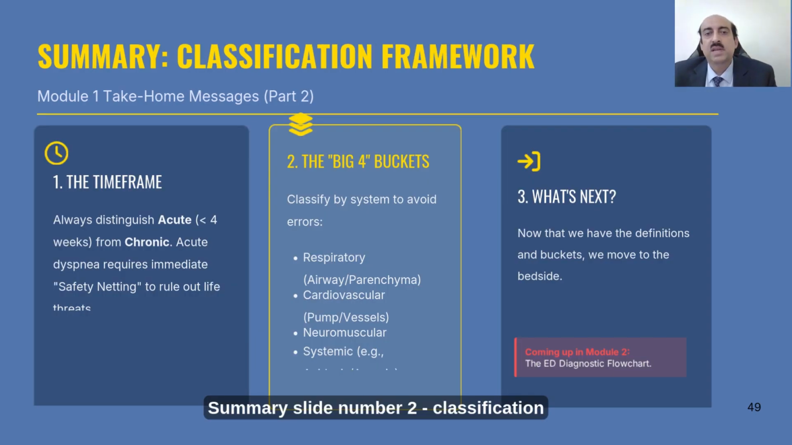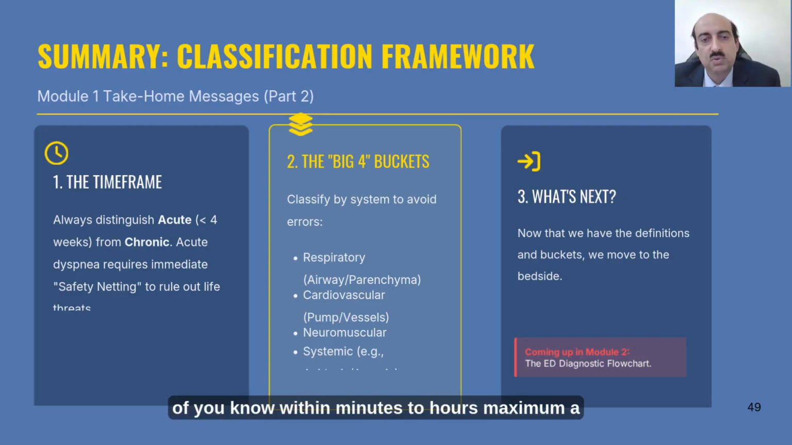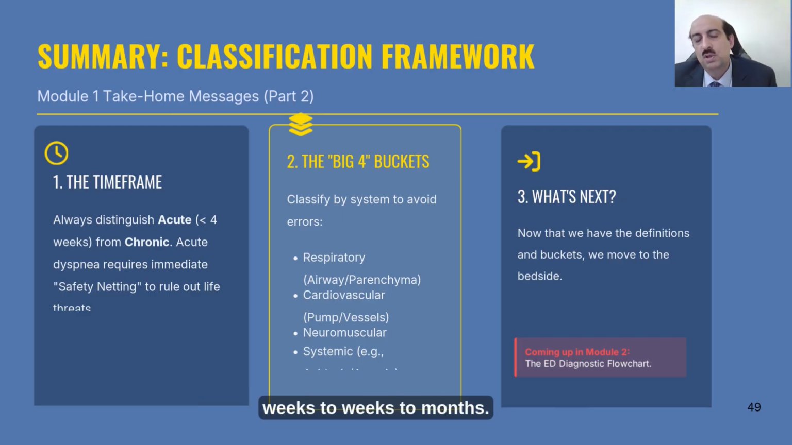Summary slide number 2, the classification framework. Please remember the time frame: acute versus chronic. Acute is usually within minutes to hours, maximum a few days, versus chronic, which is usually weeks to months. So that's number 1.